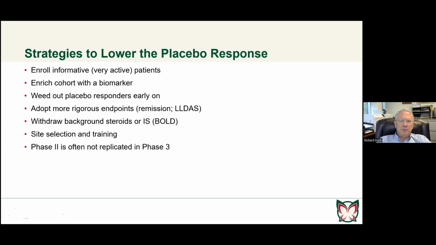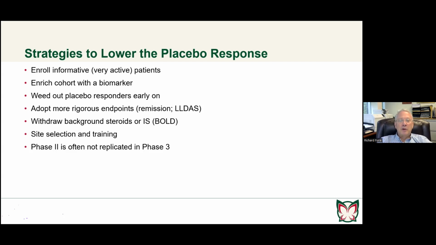So how can we lower the placebo response? Well, we can try to enroll informative patients, very active patients. So besides using the SLEDAI, maybe we could use a biomarker, but that biomarker has been quite elusive. Not so much in SLE, but maybe Brad will talk about weeding out placebo responders early on. That's a design that we've used for a couple of lupus nephritis trials, meaning there's a run-in period, and those who respond to standard of care are no longer eligible to be randomized into the trial. That's only been done in 2 trials, and I'm not sure that it really worked.